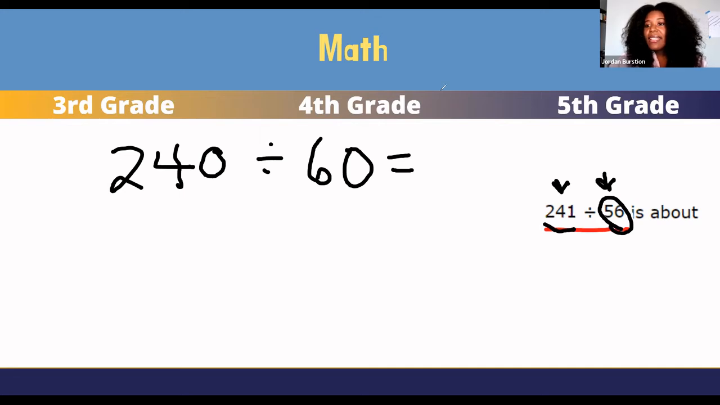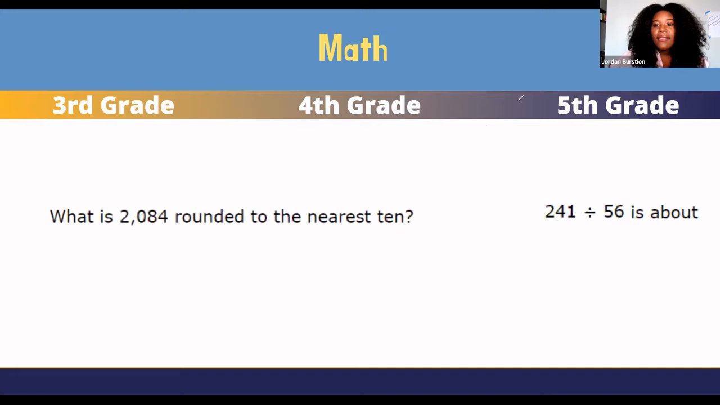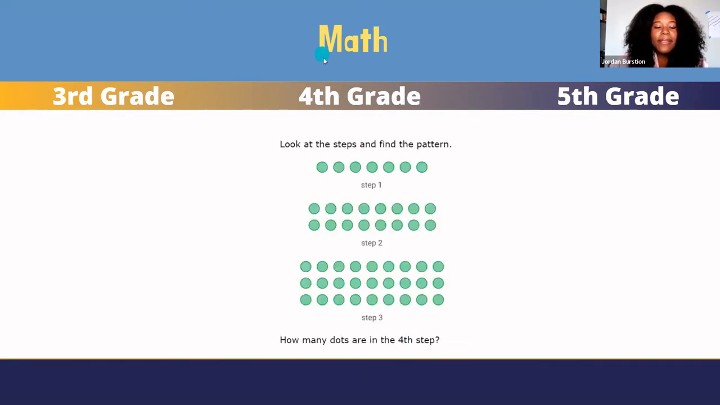Okay. So for this problem, 240 divided by 60, 60 can go into 240 4 times. Okay. All right. So I'll go ahead and clear off my drawings and go to the next math problem.